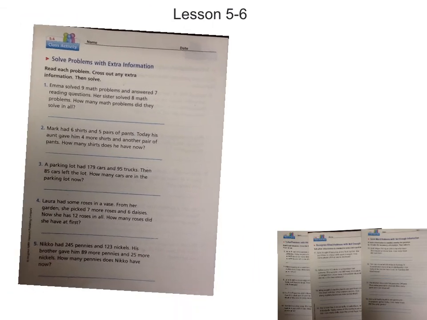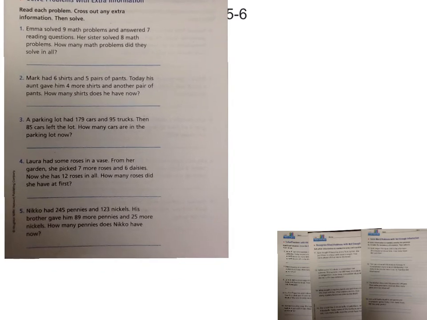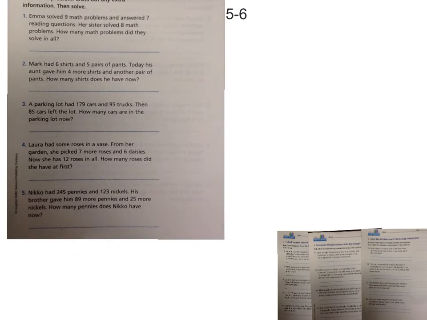It's on page 277. Number 1 says, Emma solved 9 math problems and answered 7 reading questions. Her sister solved 8 math problems. How many math problems did they solve in all? Okay, so what did you notice about this word problem? Hopefully you noticed that some of the information that is given is not needed to solve the problem. So what information is given that is not needed?